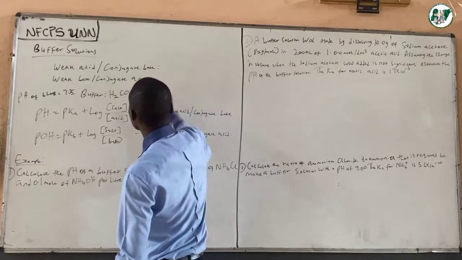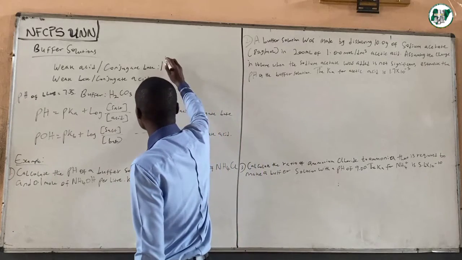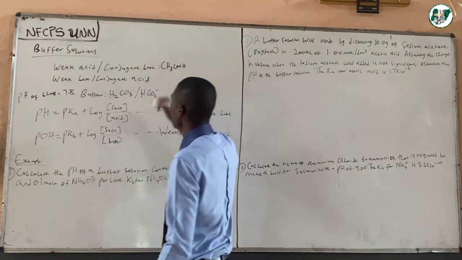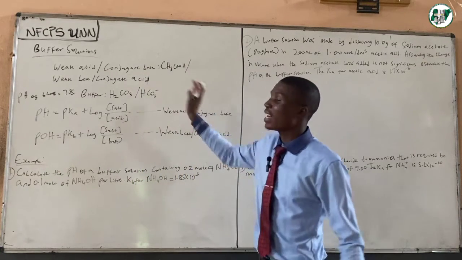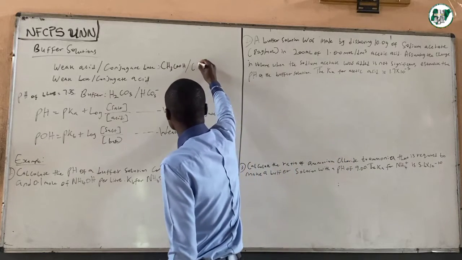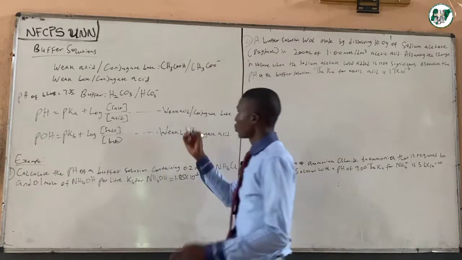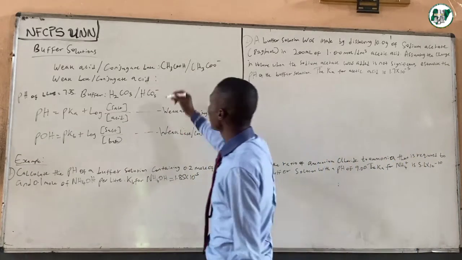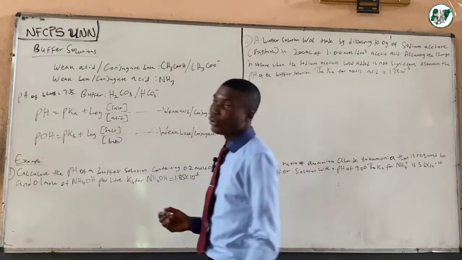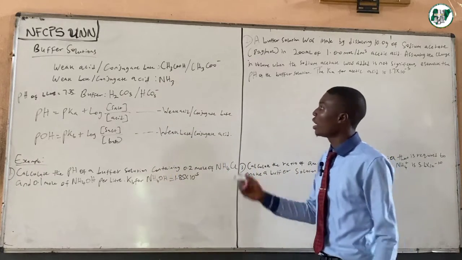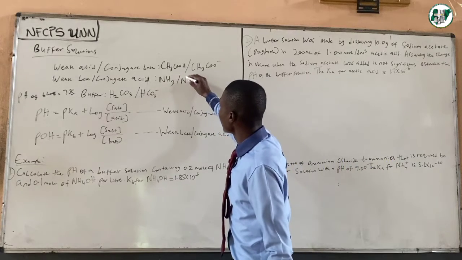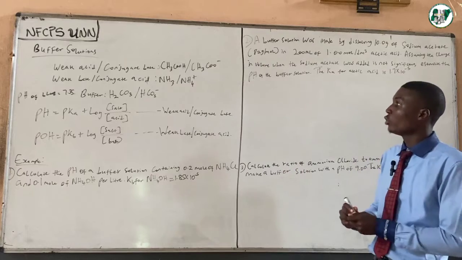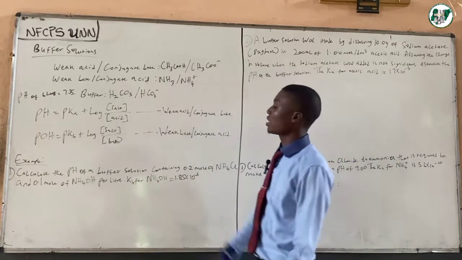Let us see an example of an acidic buffer. An example of a weak acid is ethanoic acid, CH3COOH, and the conjugate base is formed by the removal of the hydrogen ion, so the conjugate base is CH3COO minus. This is an example of an acidic buffer. For a basic buffer, an example of a weak base is NH3, that's ammonia, and then the conjugate acid is NH4 plus, by addition of a hydrogen ion. So this is an example of a basic buffer.